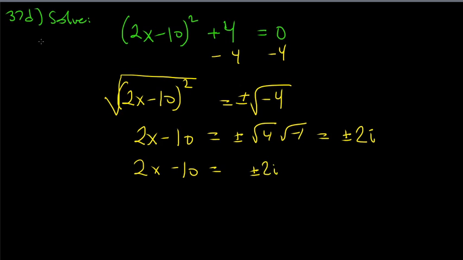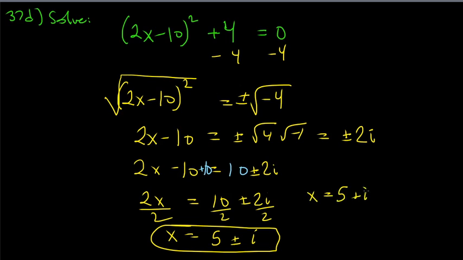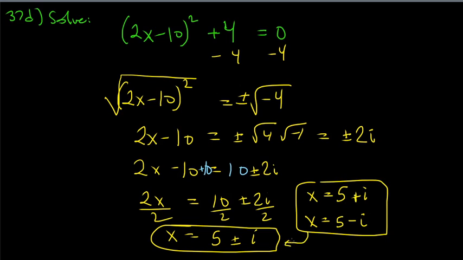So at this point, we're going to add 10 to both sides. Remember, we're solving for x here. So we're going to have 2x plus 0 equals 10 plus or minus 2i. Now just divide by 2. So x is going to be 5 plus or minus i. Right. Again, you can write them separately, 5 plus i, 5 minus i. That's okay too. But yeah, 5 plus or minus i is okay in this case.